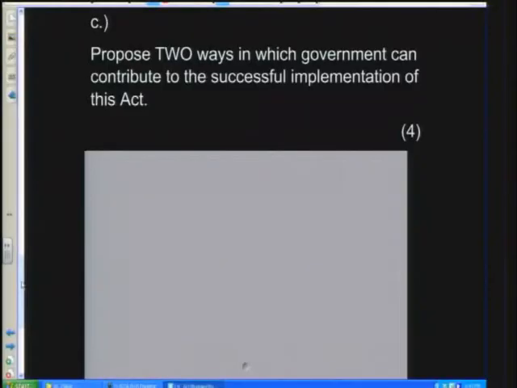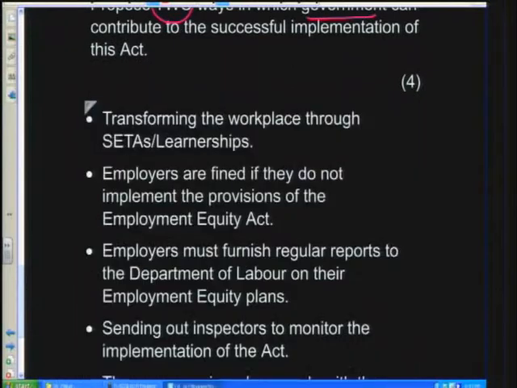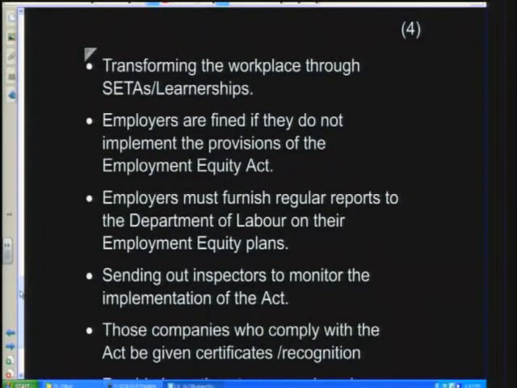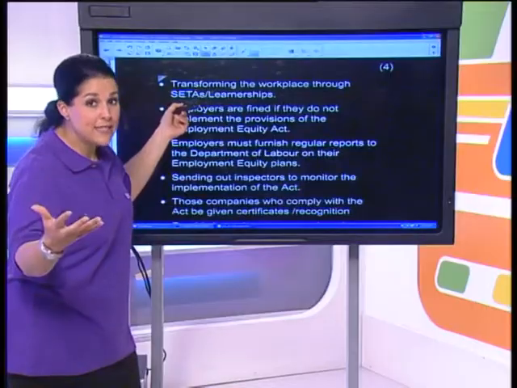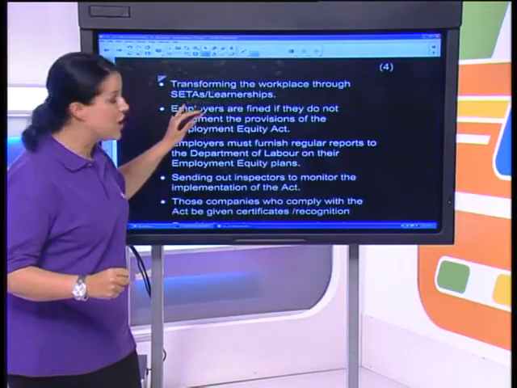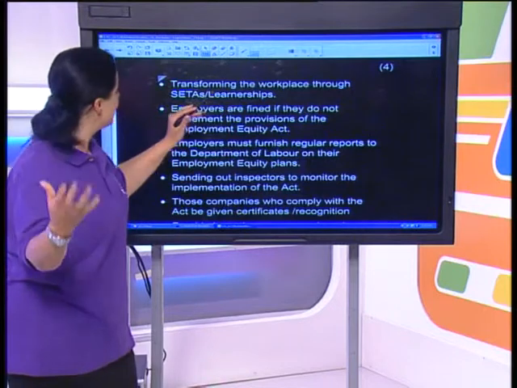I'm going to carry on to question number C that says, propose 2 ways in which government can contribute to the successful implementation of this act. Remember, we're talking about the Employment Equity Act. Now, I'm going to quickly go through this because I want to move on to another question. For government, we're talking in terms of government. They make this legislation. They implement this act. How can they ensure that it's implemented successfully?